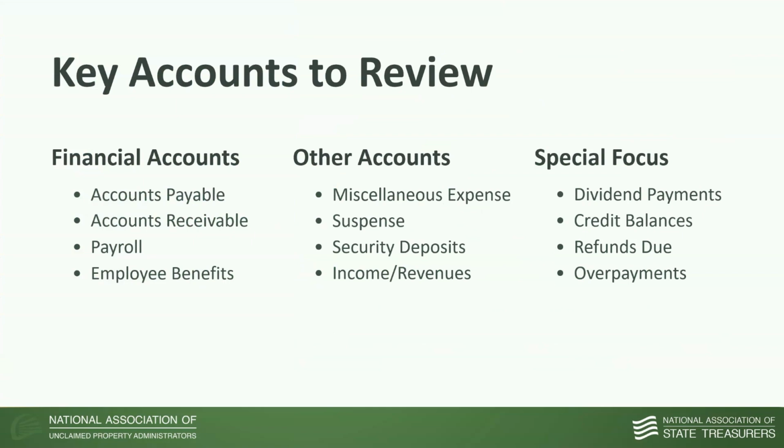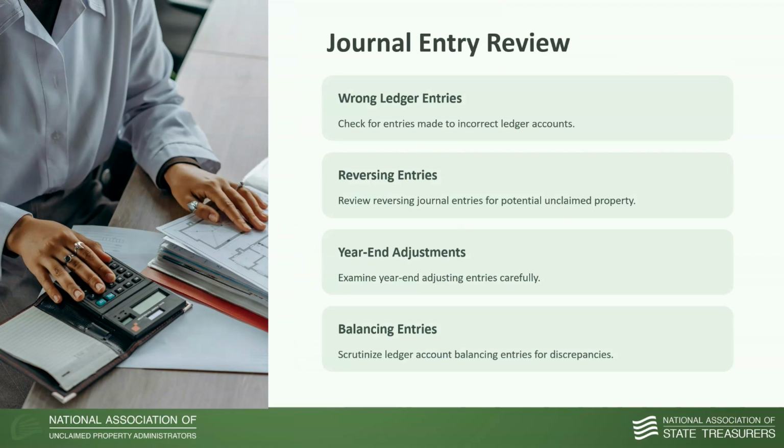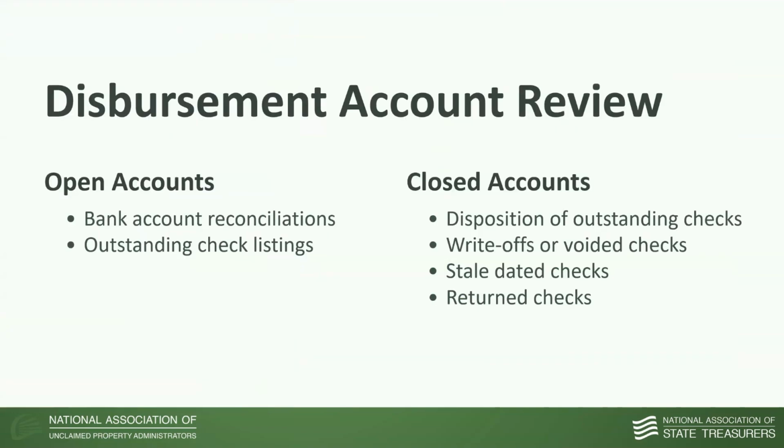Holders are also encouraged to review credit balances in the accounts receivable, refunds due or overpayments, money orders not cashed, security deposits, etc. Pay close attention to the review for some of the journal entries, including entries to the wrong ledger account, reversing journal entries, year-end adjusting entries, and ledger account balancing entries. The majority of unclaimed properties are identified through the disbursement accounts review. Holders should review the open disbursement accounts, including bank account reconciliations and outstanding check listings.